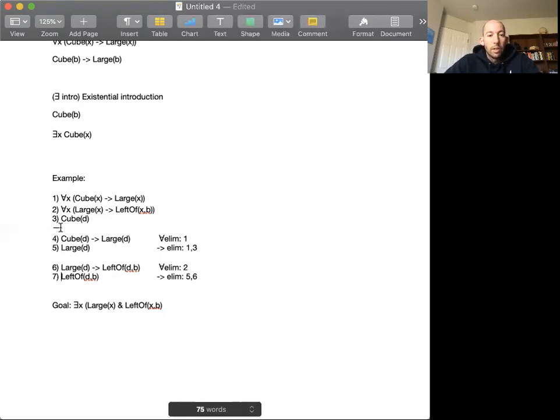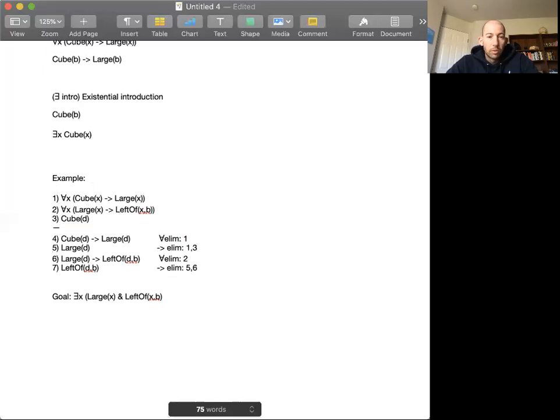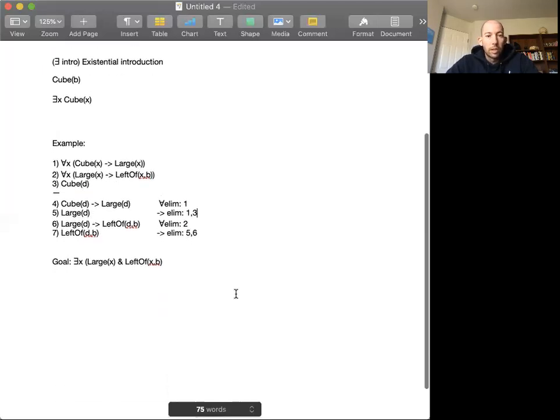And I'm just using this dash to signal the horizontal Fitch bar that you would see in a Fitch style proof, which I'm modeling this after. I just don't have the vertical lines at the moment, but that should be okay since we don't have any subproofs. And let me just delete that just so we have it clear that I'm not skipping any lines or having empty lines.